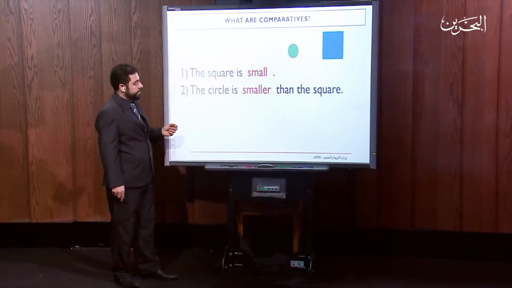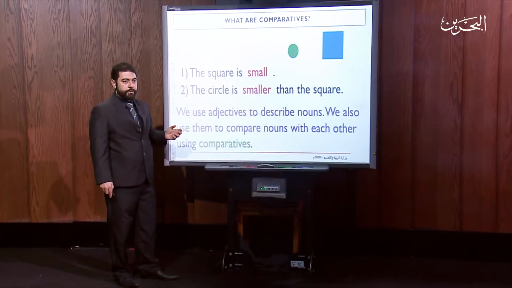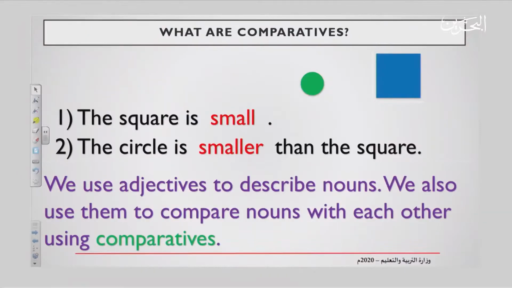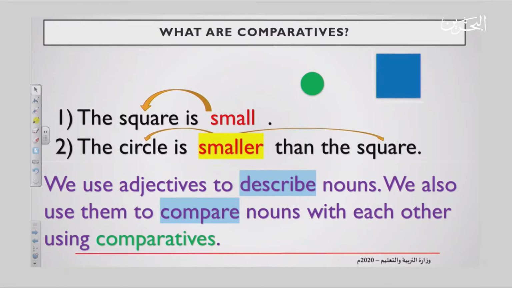So we use smaller. So we use adjectives to describe. You see, the adjective small is describing the square, and square is a noun. We also use them to compare. Look at smaller. It is comparing the circle and the square.